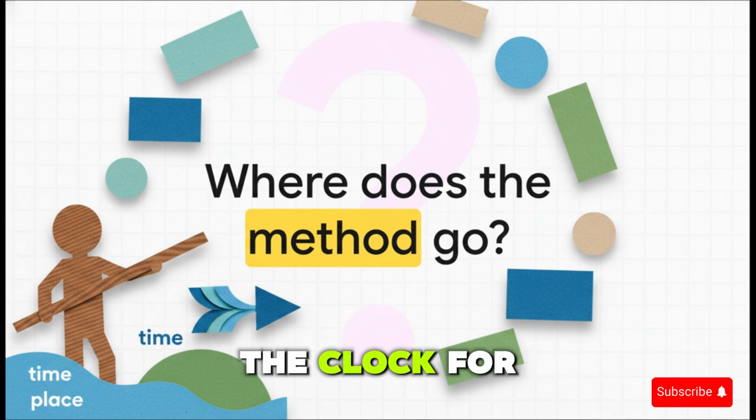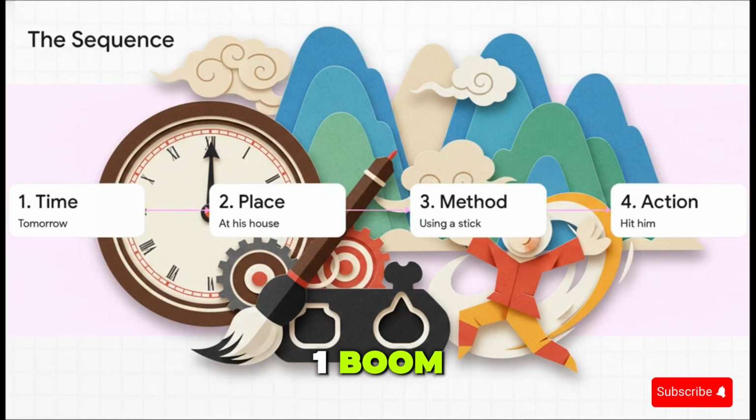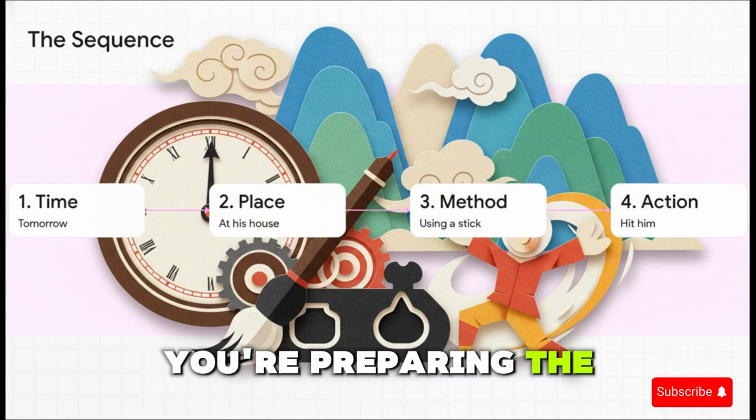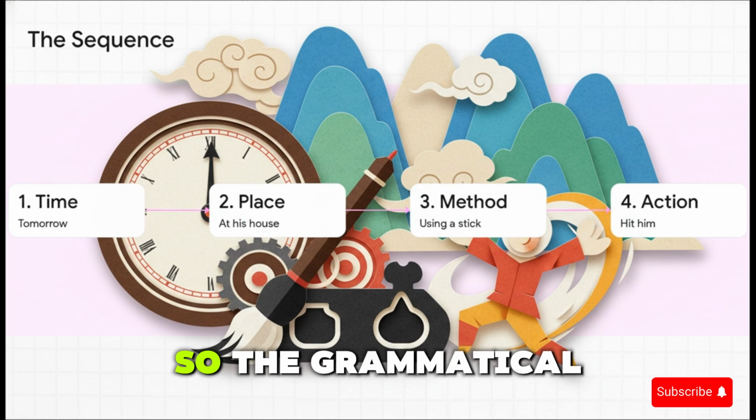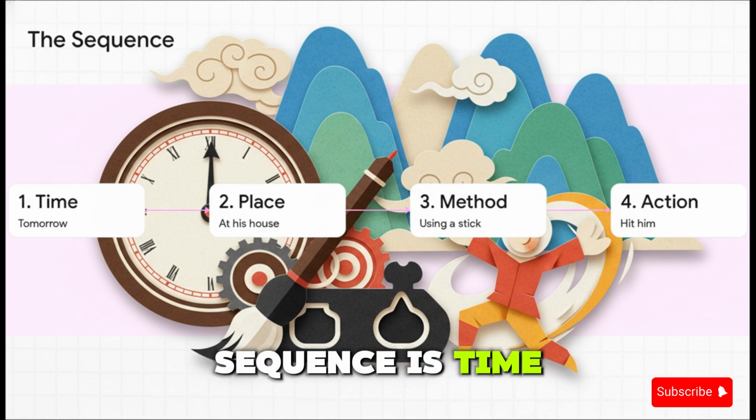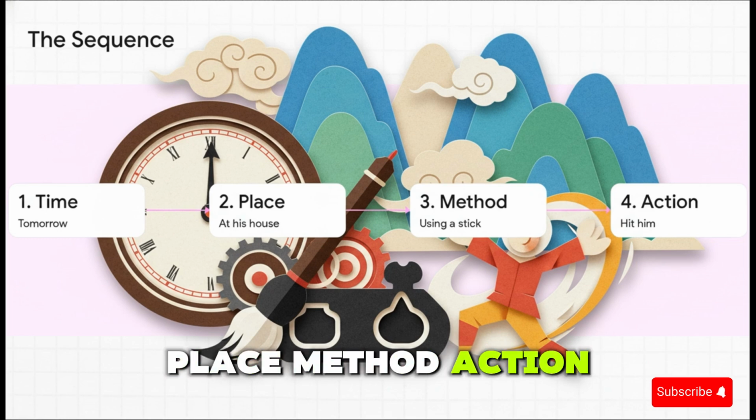3 seconds on the clock for your guess. 3, 2, 1. Boom, the method goes right before the action. Makes sense, right? You're preparing the tool before you actually swing it. So the grammatical sequence is time, place, method, action.